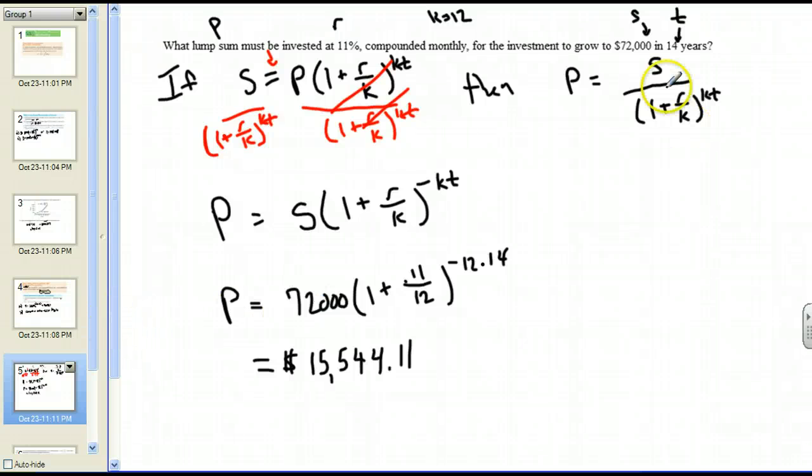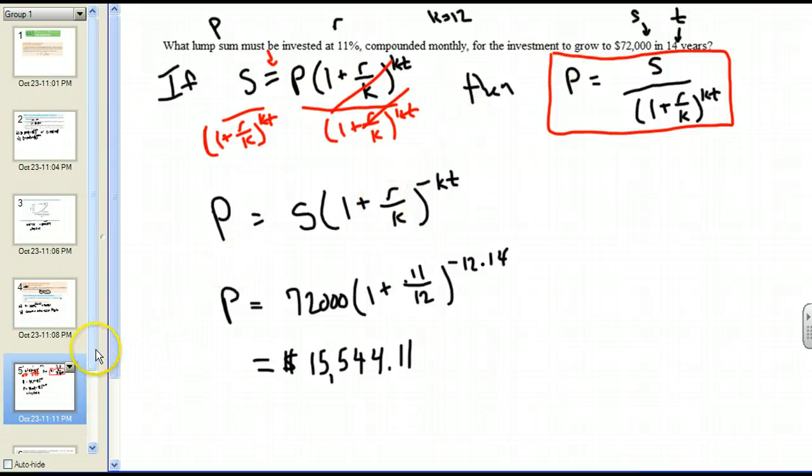This over here is what you need. This is the present value, or the lump sum formula.